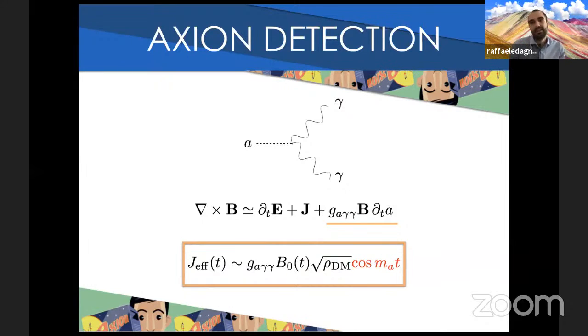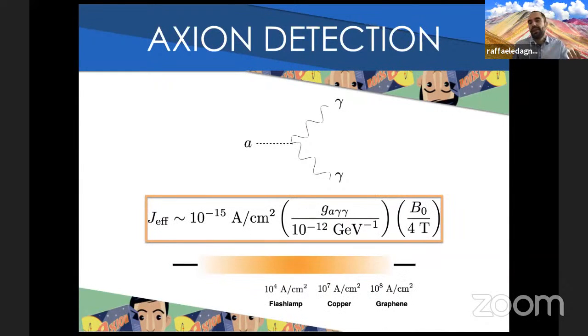And if you neglect the small axion velocity today, then the leading effect is this one. So there is a source term that in the presence of a background magnetic field looks like an oscillating current. And this current, again, is oscillating at the axion mass, depends on the axion coupling to two photons and on the dark matter energy density today.